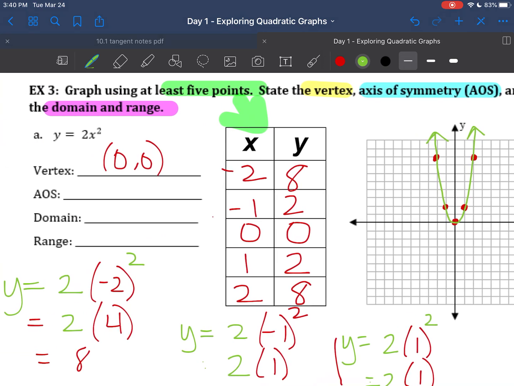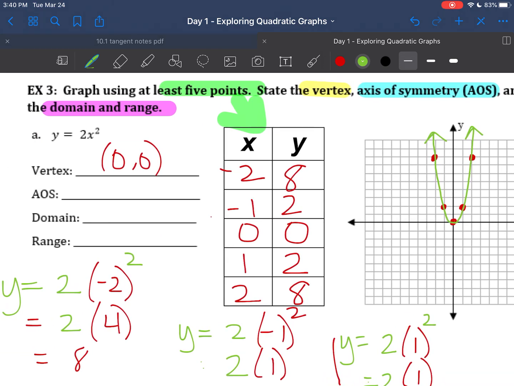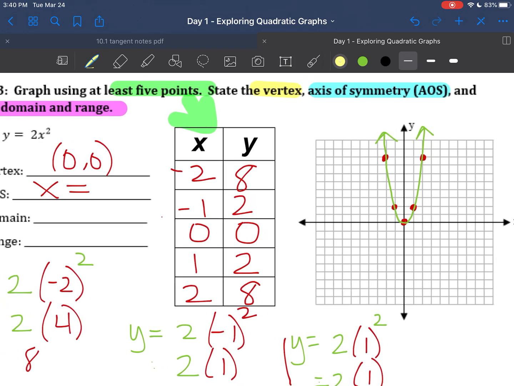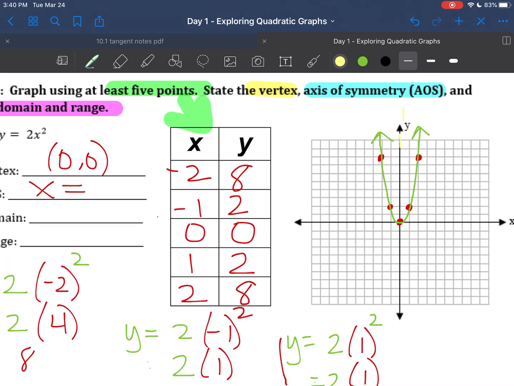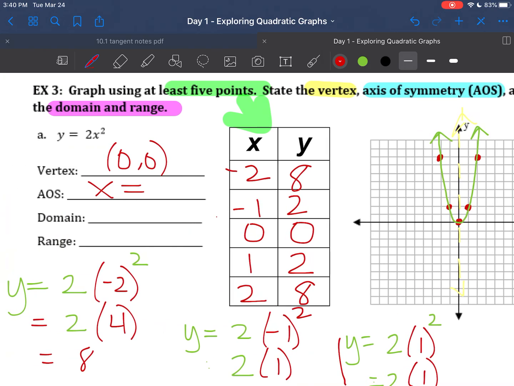So let's come back over here. Let's do our axis of symmetry. Now, if you look at the first page, it's always in the form of x equals. Let me go back to my graph. I'm going to put a dotted line in yellow through the origin. It's always going to go through the vertex. And what number on the x-axis is it going through? Well, it's going through 0. So your equation is just x equals 0.